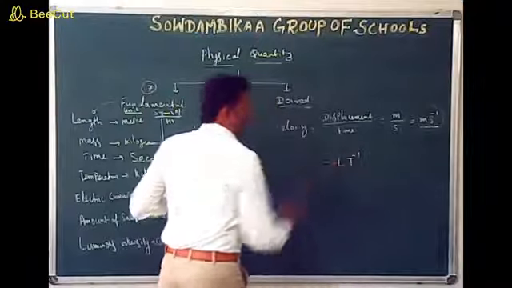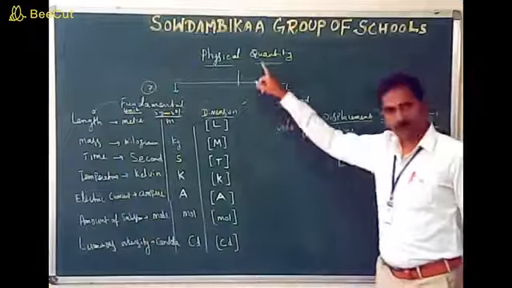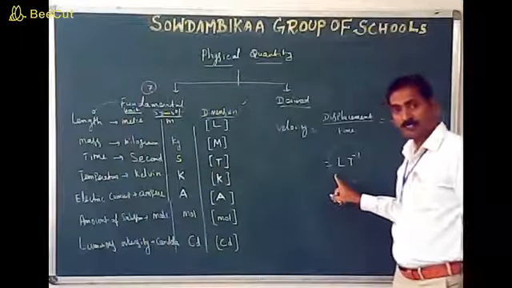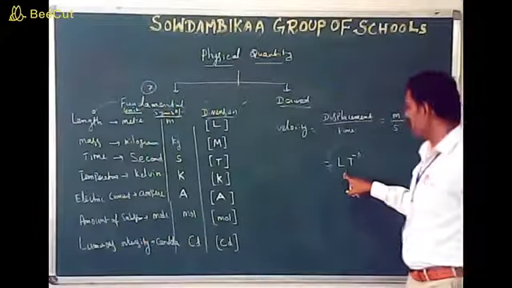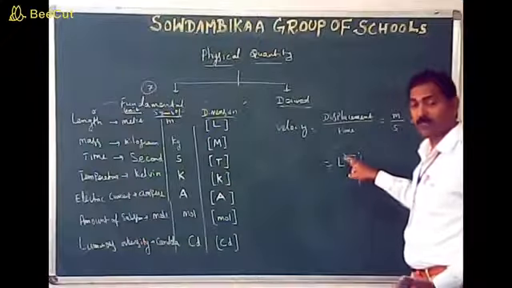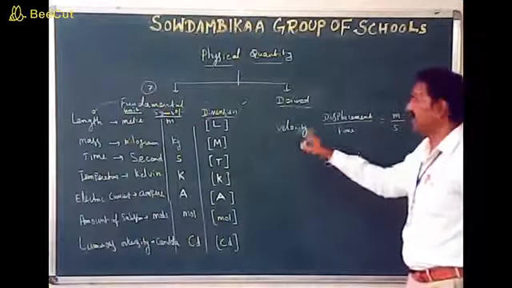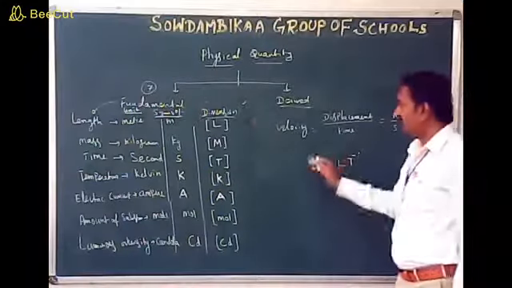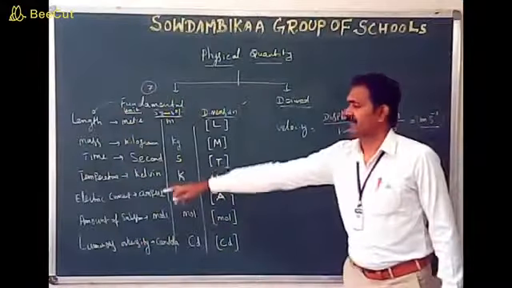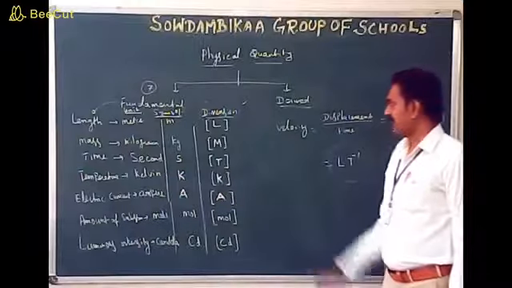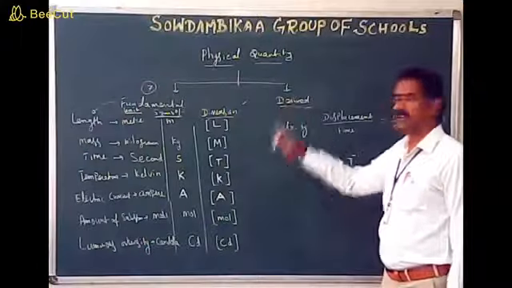Now, this is the dimension formula for velocity. Velocity is a derived quantity. Now we are required to express that derived quantity in terms of fundamental quantities. So we have to raise the powers of those fundamental quantities to express that derived quantity. That method is called the dimension. Now these are the dimensions for the fundamental quantities. Next we are going to see the dimension formula for some derived quantities.